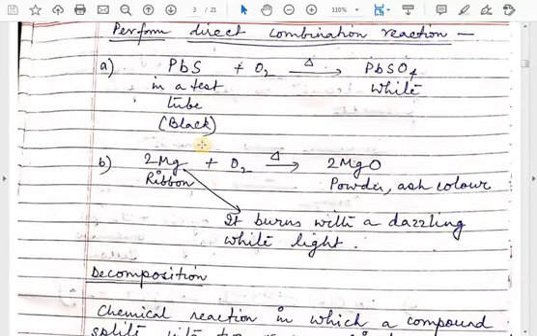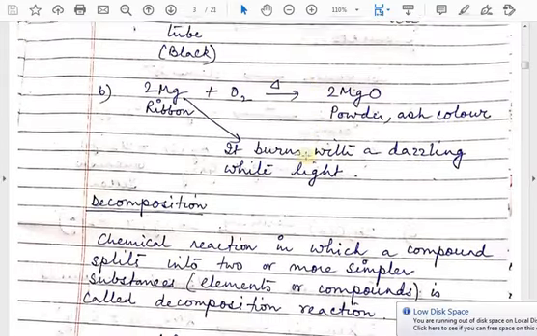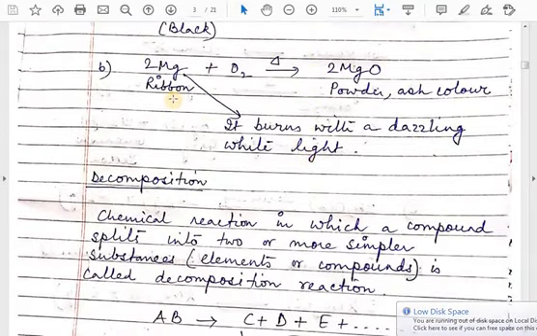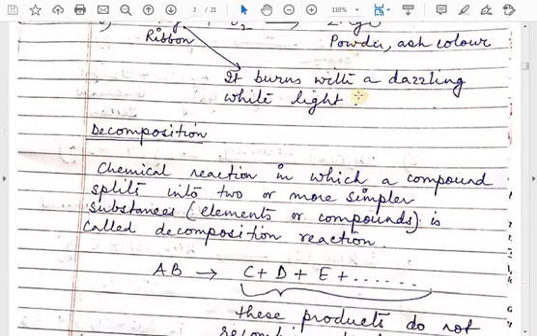Now there are certain experiments you can do, like how to perform direct combination reaction. First case, if you take some black lead sulfide PbS in a test tube and then heated, a black sulfide reacts with oxygen to give you white colored lead sulfate. So this is the combination reaction. Second reaction, if you hold a piece of magnesium ribbon over a flame, it will burn with a dazzling white light in presence of oxygen to give you an ash colored magnesium oxide powder.